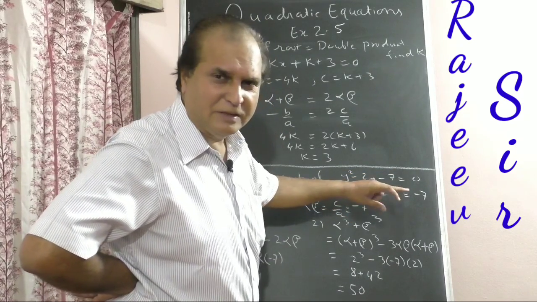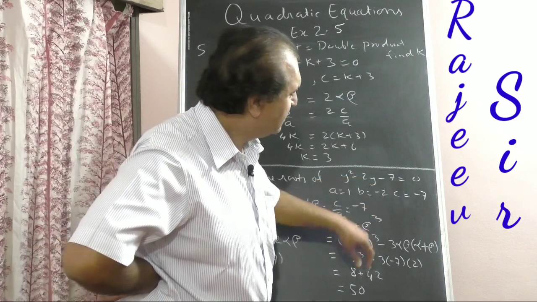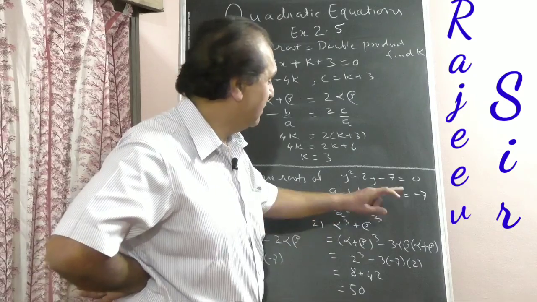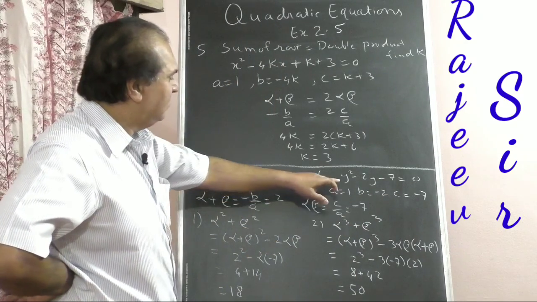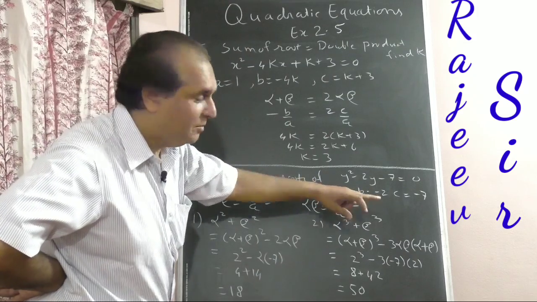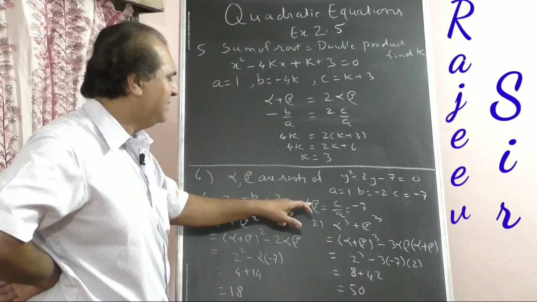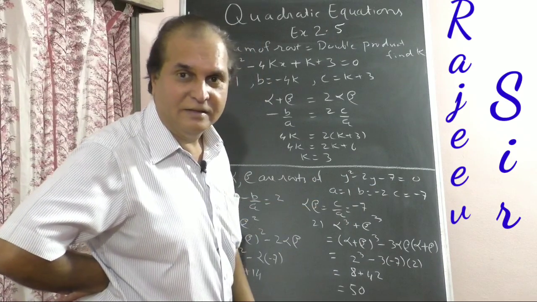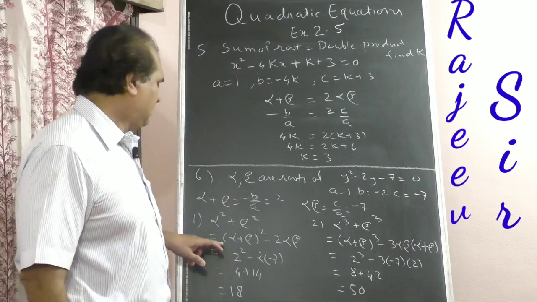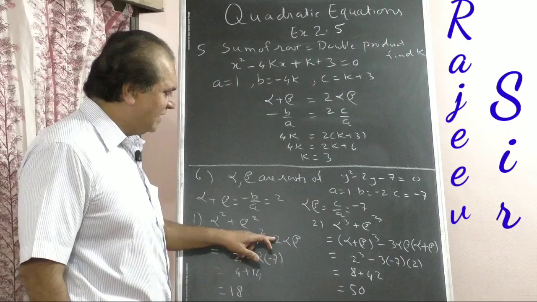Ax square plus bx plus c equal to 0. a equal to 1, b equal to minus 2, c equal to minus 7. You got a, b, c. Now alpha plus beta is minus b upon a. b is minus 2, so minus b is 2, upon a is 1. Alpha beta is c upon a, that is minus 7 upon 1, that is minus 7. Got it?